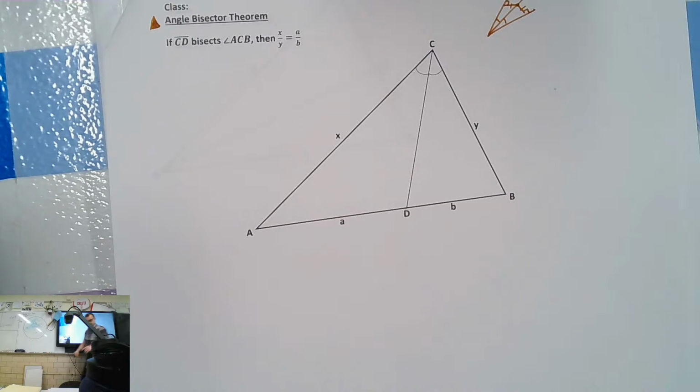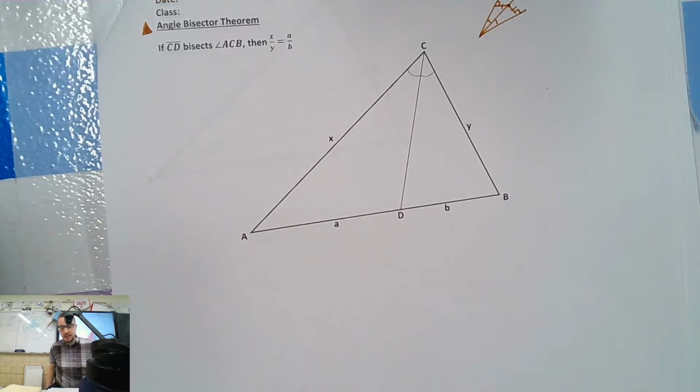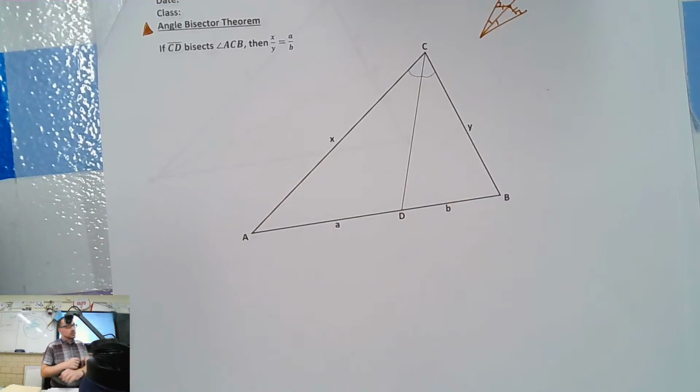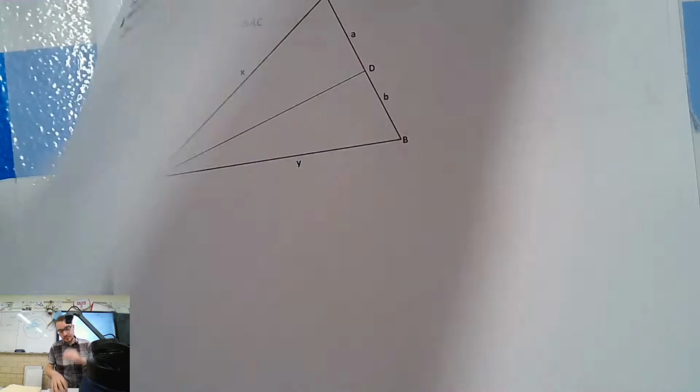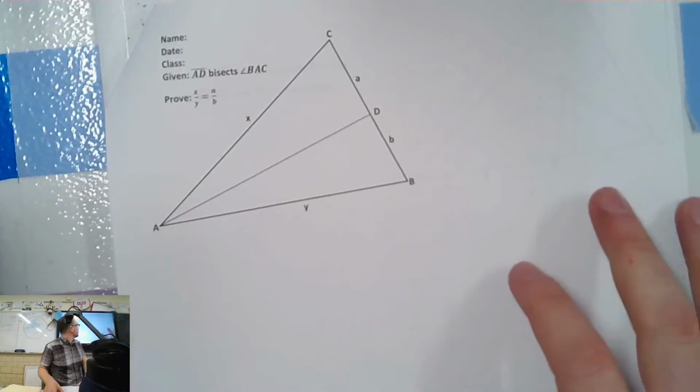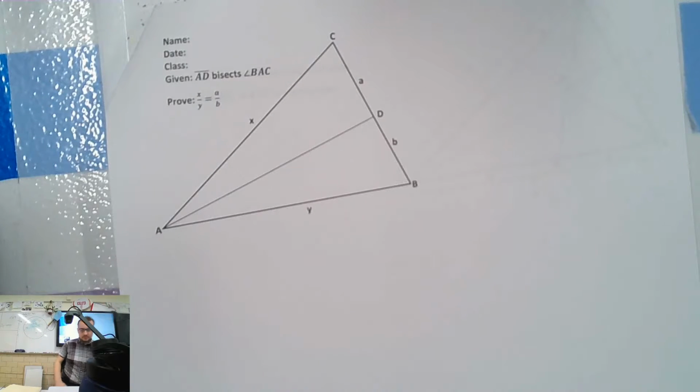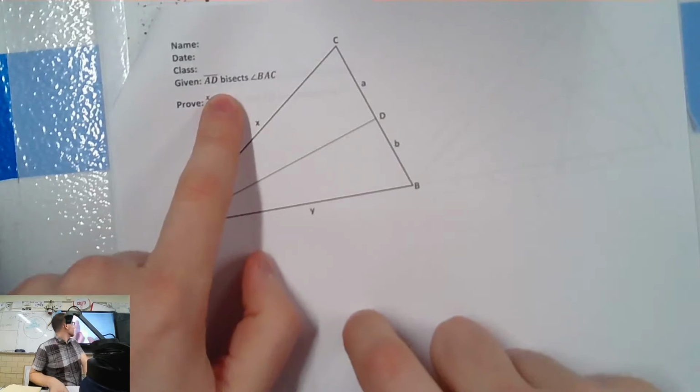Right. So no way to prove that these are similar. In fact, they won't be unless these are both 90, and that's just not going to happen. We need something more useful than that. We need something that works for any two triangles if we have a bisector at the top. So angle bisector theorem. We're going to prove it.